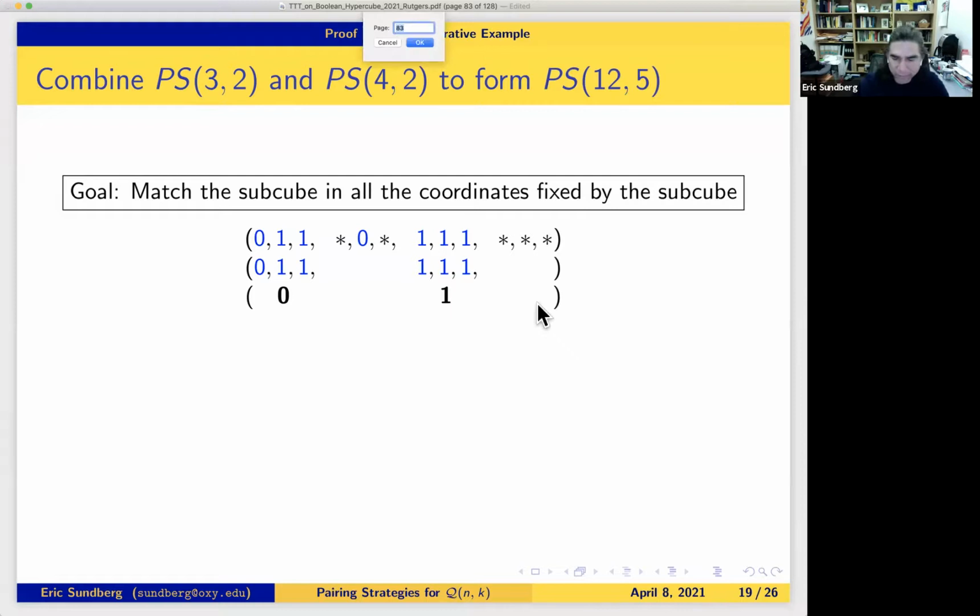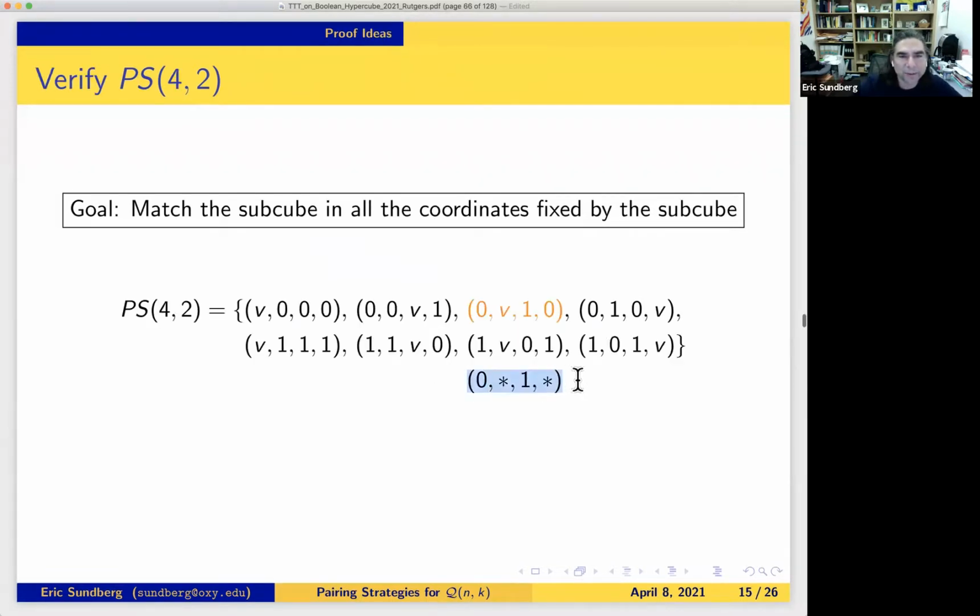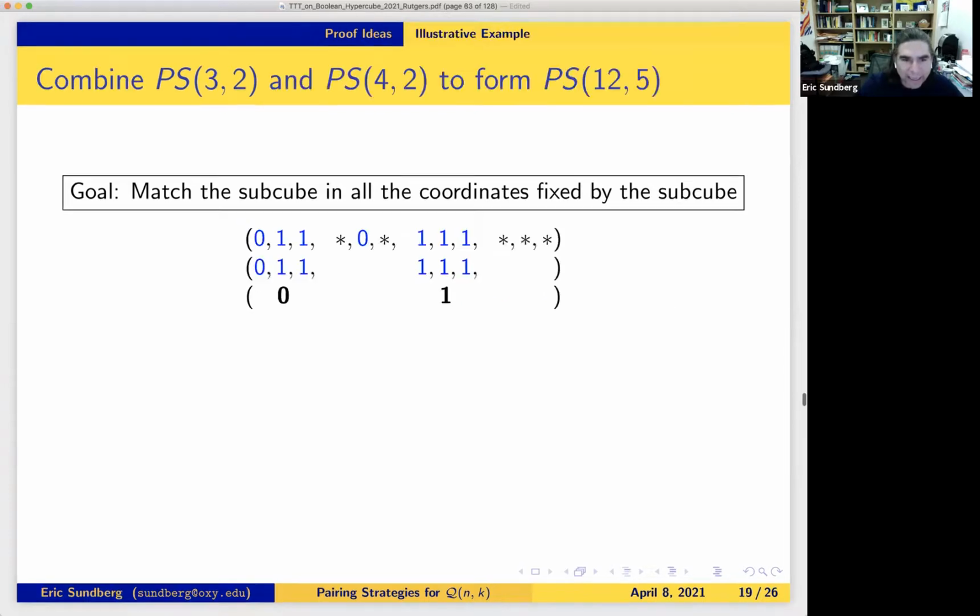And if we jump back to what we saw before, we've seen that before. We've seen 0 unspecified, 1 unspecified in our 2-dimensional subcubes of Q4. And we also knew that PS42, our pairing strategy, had an edge that blocked that subcube, specifically 0V10 blocks that subcube. So this is precisely the Cartesian product set that I'm going to use, 0V10. So let's go back to where we were. Remember 0V10. And that's the Cartesian product set that we'll use. So we'll look for an edge inside of this Cartesian product set to block this 5-dimensional subcube.